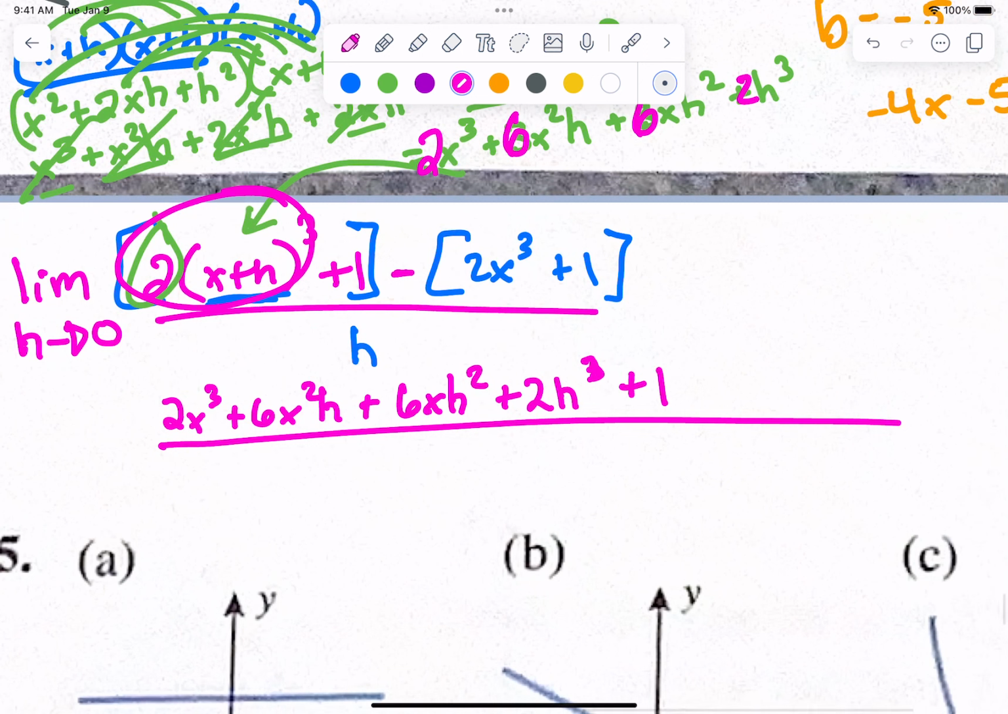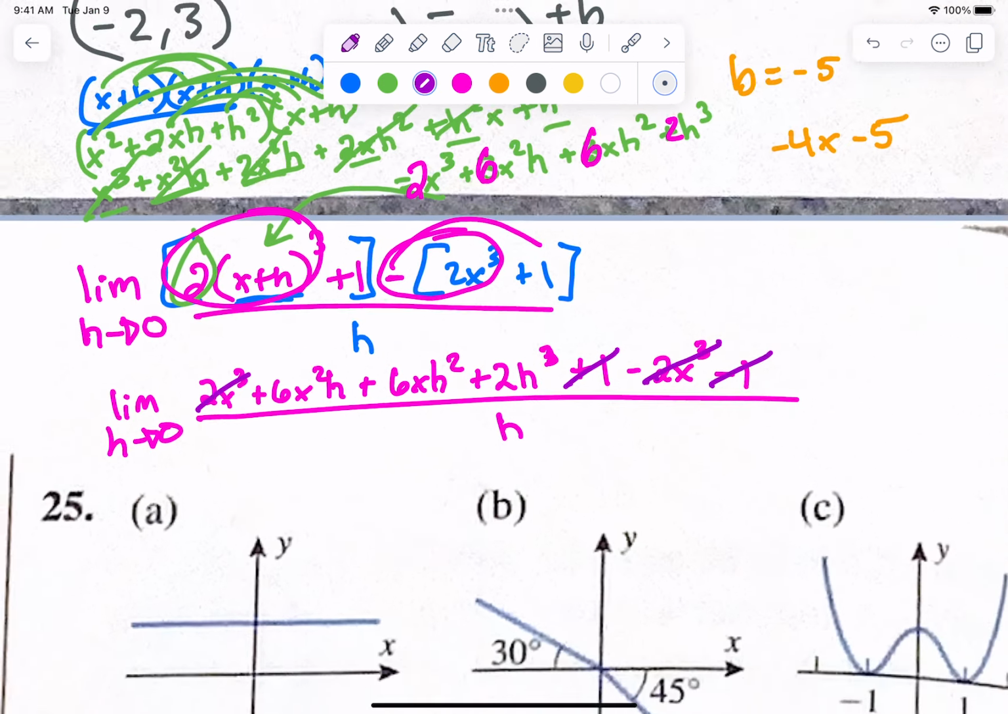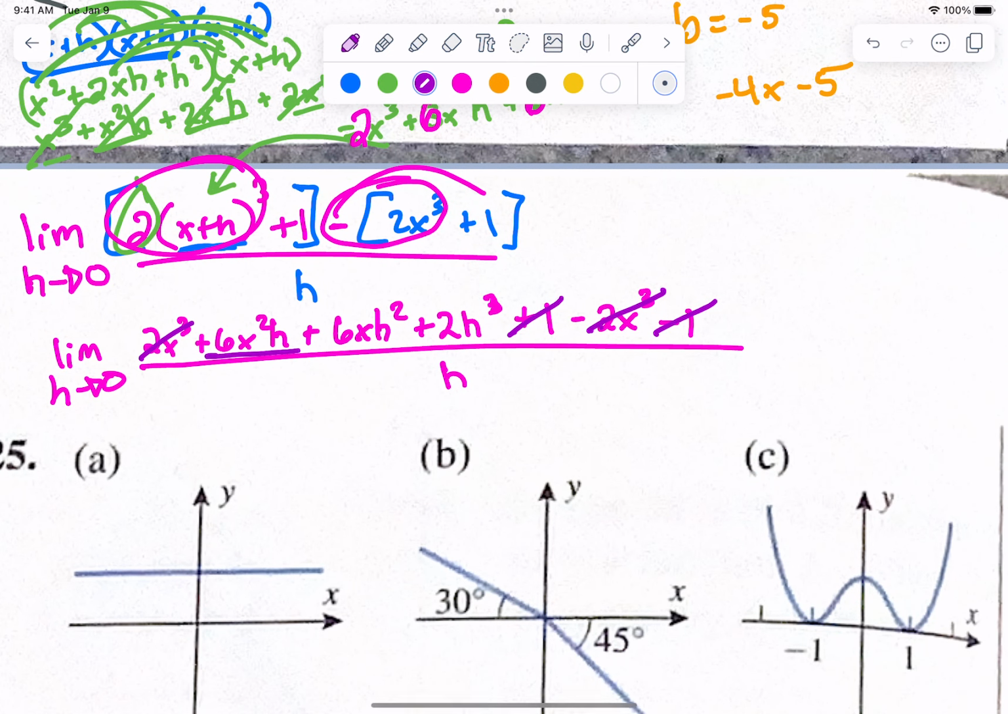Plus 1, minus this guy right here, minus 2x cubed. And then minus 1, because it needs to go through there. And then all over h, and we've got the limit as h goes to 0. We're almost done. The ones cancel out, the minus 2x cubes cancel out. So now I just have these three terms right here. Let's pull out an h.